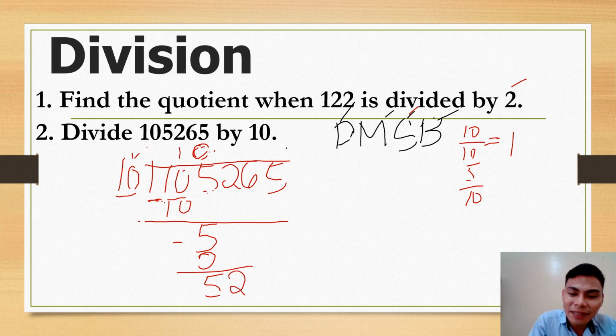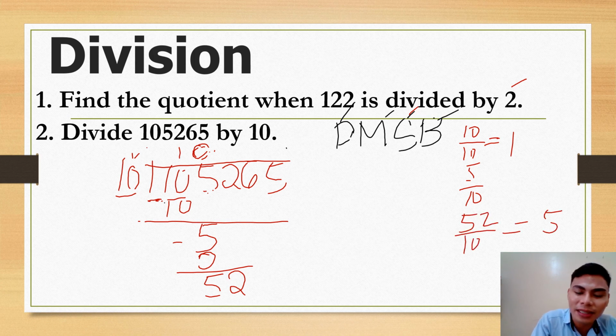So, 52 divided by 10. Pwede na. May 5 na malagay. So, 5. Ano ba tong ballpen ko, no? Hindi man siya masulat. 5. So, 5 times 10, 50.